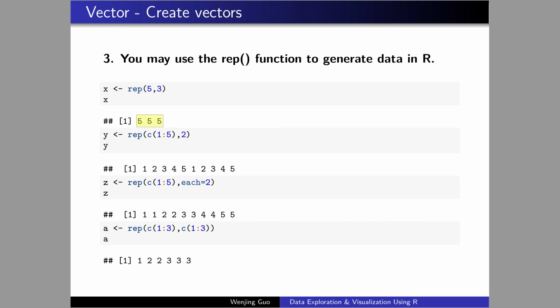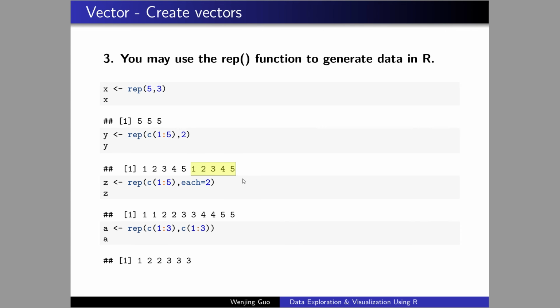Sometimes we may want to repeat a vector several times. We can still use the rep function. Instead of putting a single value in the first input, we can put a vector in the first input. For example, we want to repeat a vector 1, 2, 3, 4, 5 twice, we can use this R command, and R will give this output.